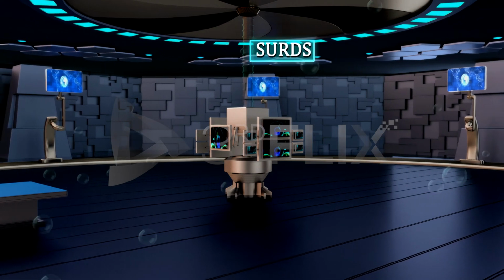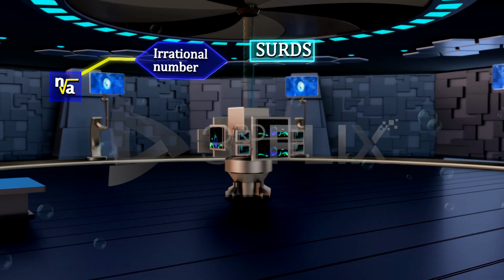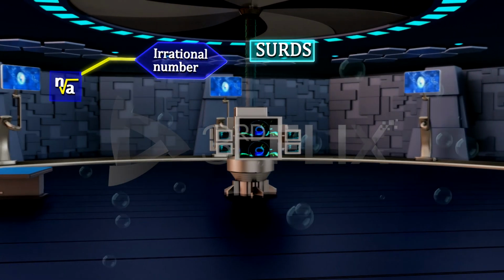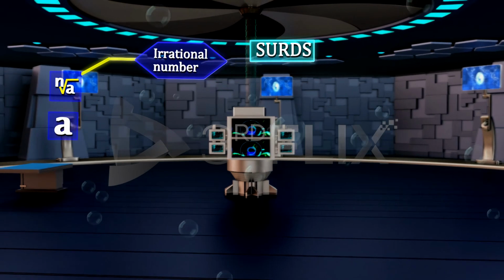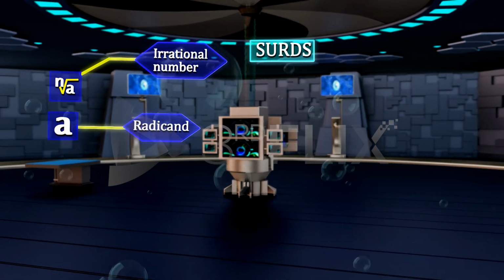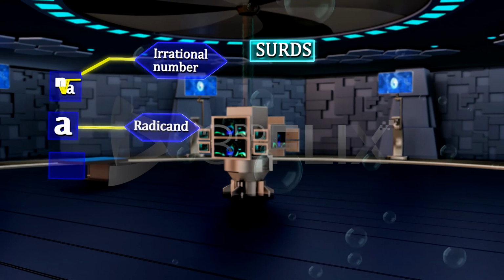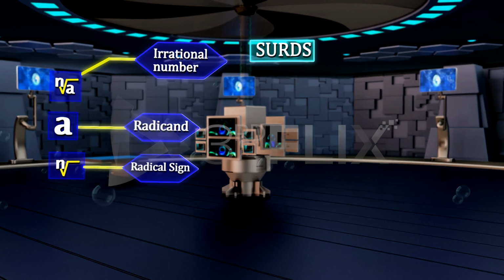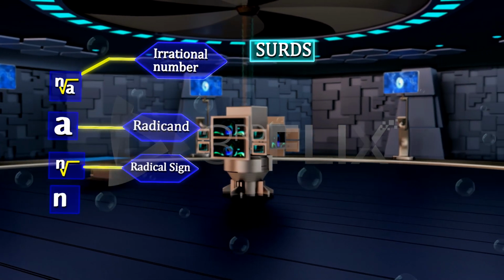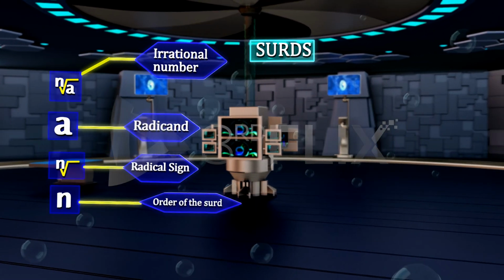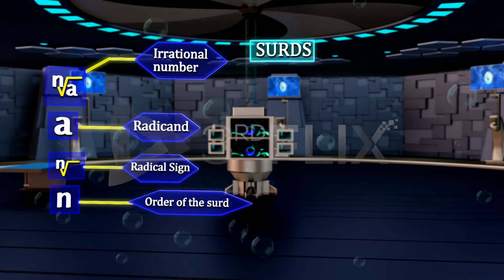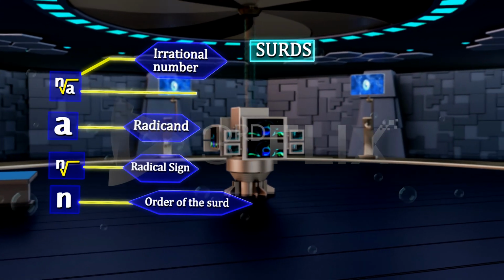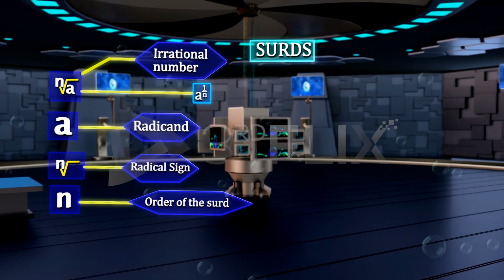Surds. Any irrational number of the form nth root of a is given a special name, surd, where a is called the radicand and should always be a rational number. Also, the symbol nth root is called the radical sign, and the index n is called the order of the surd. Nth root a is read as nth root a and can also be written as a power 1 by n.